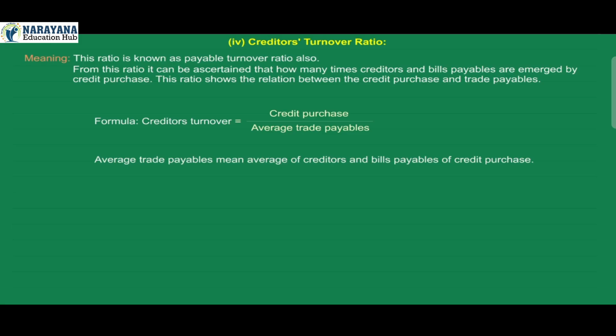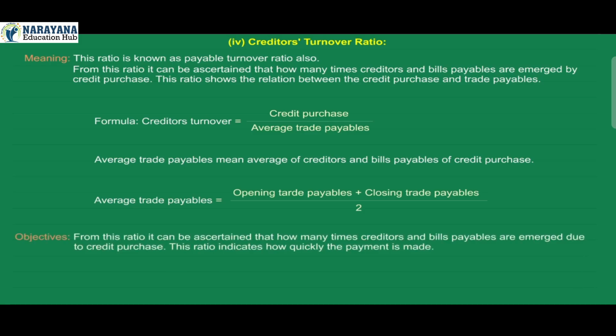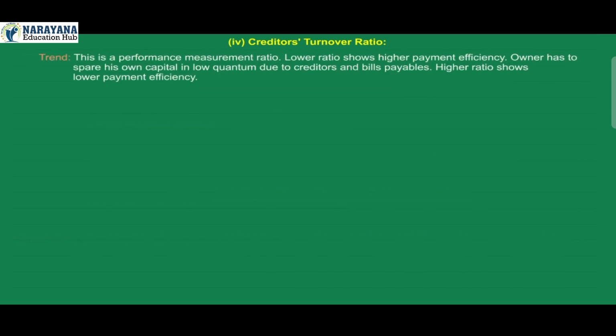Average trade payables means the average of creditors and bills payable of credit purchase. Average trade payables is equal to opening trade payables plus closing trade payables divided by 2. Objectives: from this ratio, it can be ascertained how many times creditors and bills payables are cleared due to credit purchase. This ratio indicates how quickly the payment is made.